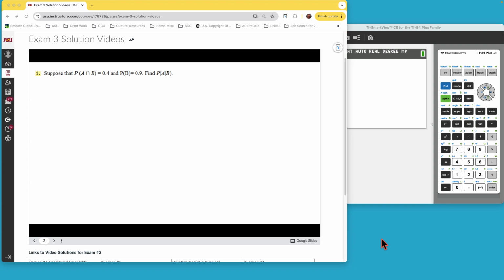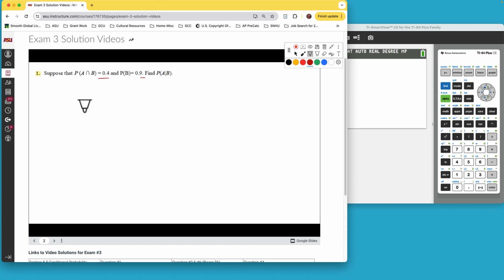So for this conditional probability question, we're wanting to find the probability of A given that B has happened. You could remember the formula, of course, and we'll show you that in just a moment, but I want you to also be able to think through this, which will help bring the formula to mind. So we've got the probability of A intersect B here, and we've got the probability of B.